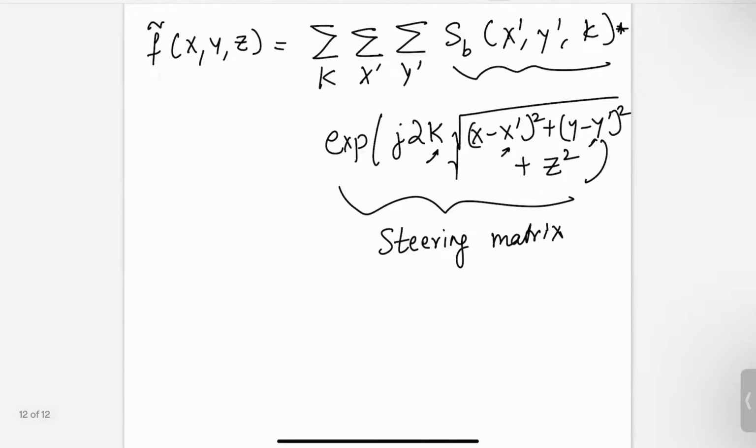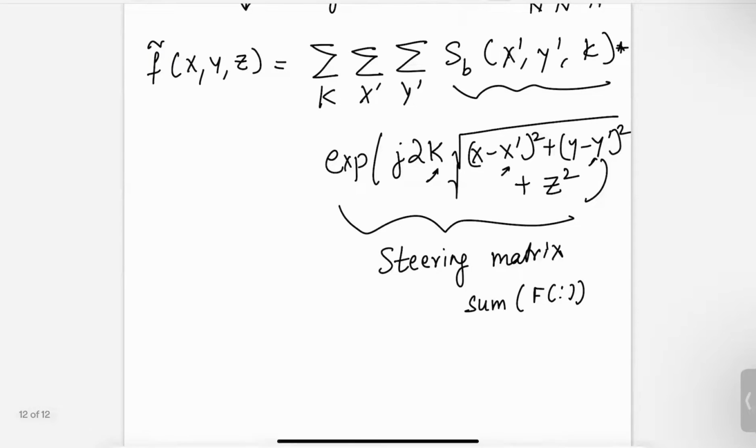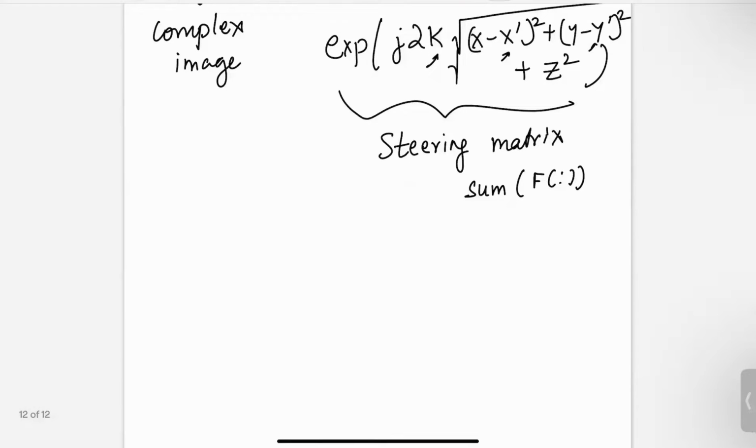Once you form this multiplication, you just do that, right? And that gives you at a single pixel XYZ, right? So you do this at all pixels of your interest, and that will give you your image. That's it. The amplitude of this function is the image. So this is sort of the complex image. And you take the amplitude, and that's the image that you can display.